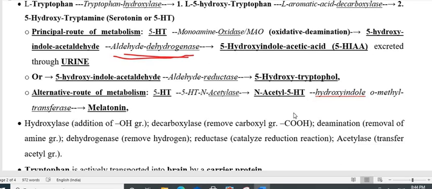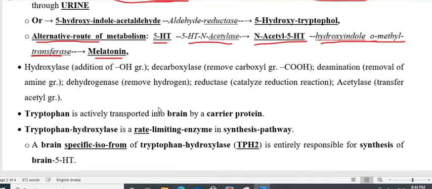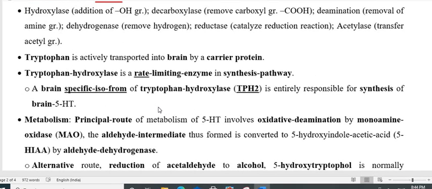So this is all about the metabolism. In the alternative pathway, 5-HT gets converted into N-acetyl 5-HT, and this forms melatonin in the presence of the acetylase enzyme and the hydroxyindole O-methyltransferase enzyme respectively. And in the first step of the metabolism, in the presence of monoamine oxidase, 5-hydroxyindole acetaldehyde forms, and thereafter the main excretory product 5-hydroxyindole acetic acid is formed, and that is excreted out through the urine. So this is very important.